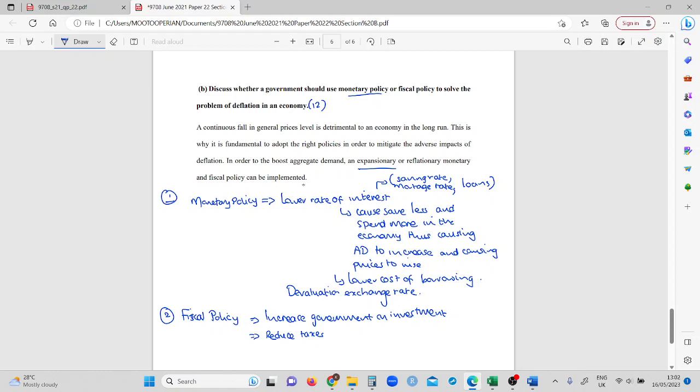Supply side. So here, we have to evaluate whether it is effective. We can talk about the problems related to each type of policy. Okay, so let's go and check the types of policy that we can have.